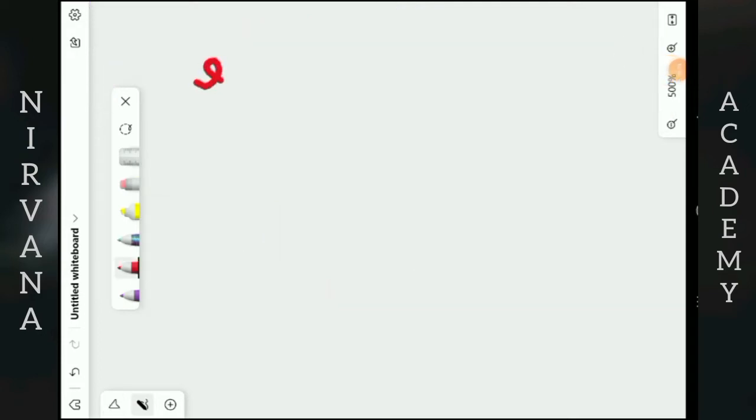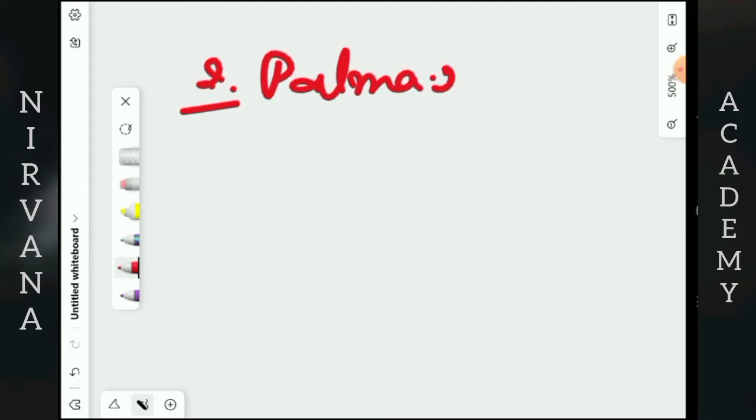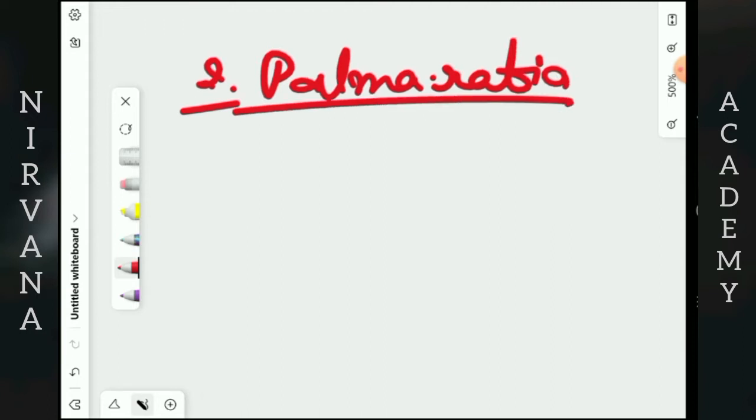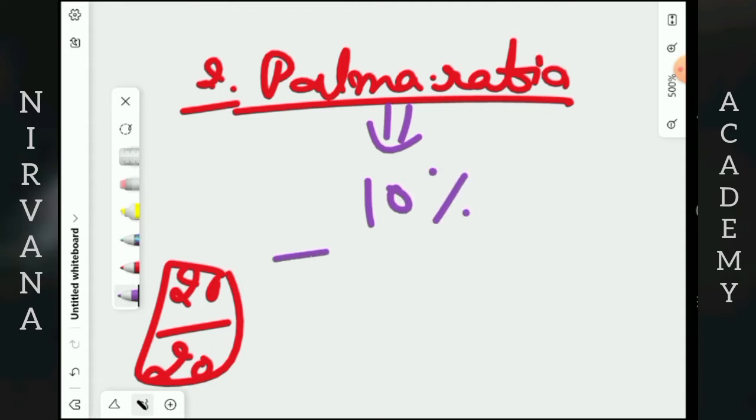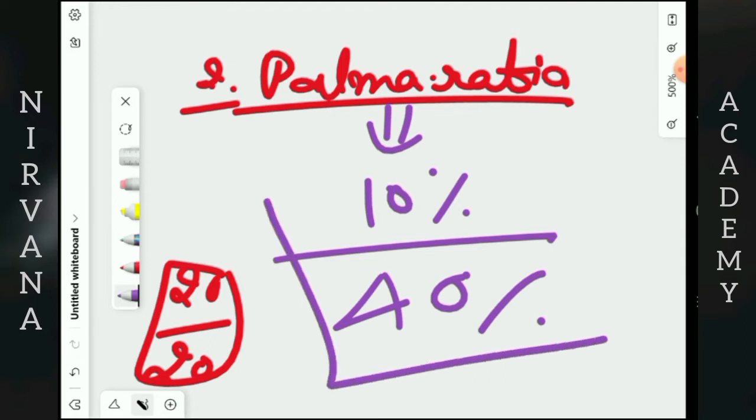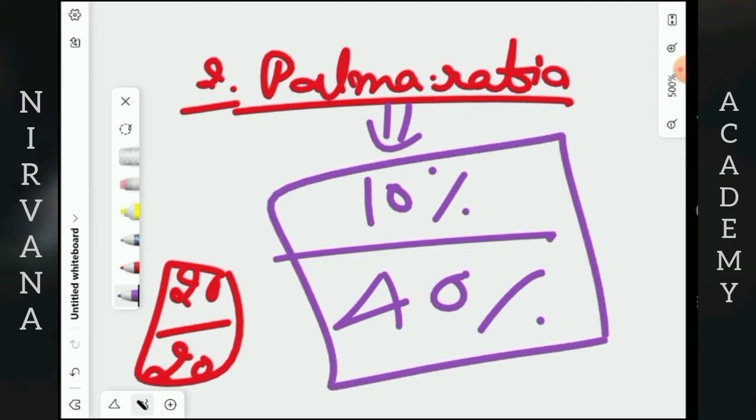The second method is Palmer ratio. In quintile ratio we take the ratio of richest 20% upon poorest 20%. But in case of Palmer ratio we take income of richest 10% divided by income of poorest 40% of the population of the society, population of the country.